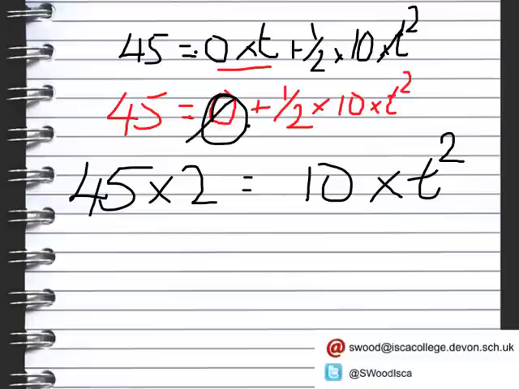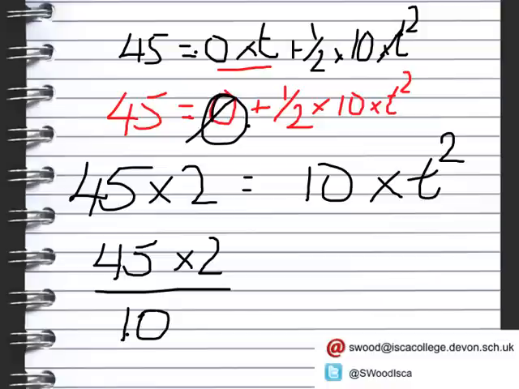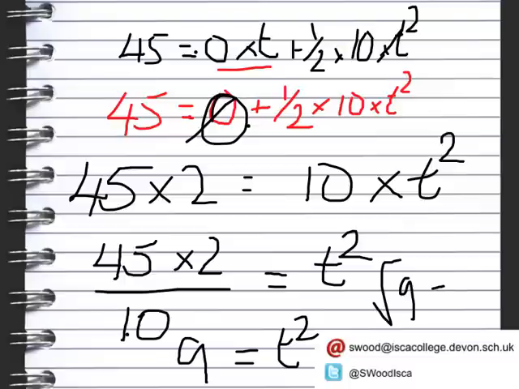Now the next stage is to divide both sides by 10 to get rid of this 10 times t squared. So now we have 45 times 2 divided by 10, which is equal to t squared. Now if we do 45 times 2, that's 90, divide that by 10, we end up with 9 equals t squared. If we do the square root of 9, we end up with 3, so it takes 3 seconds for the stone to hit the bottom of the sea.